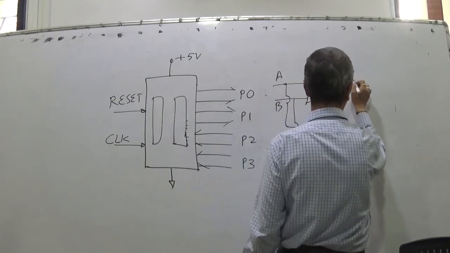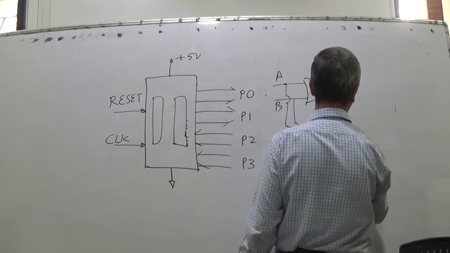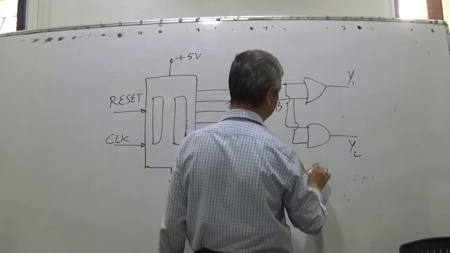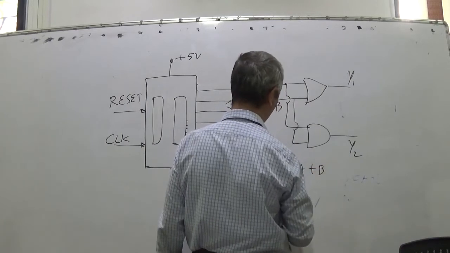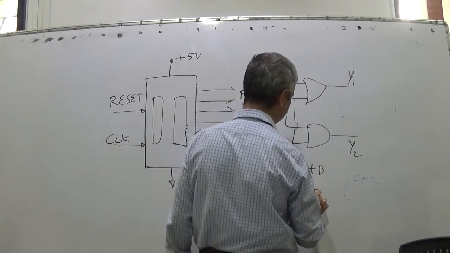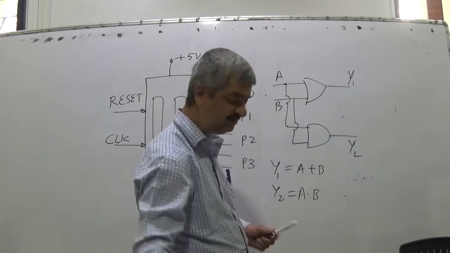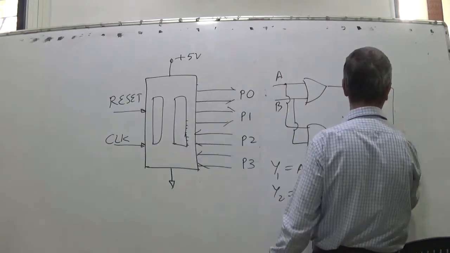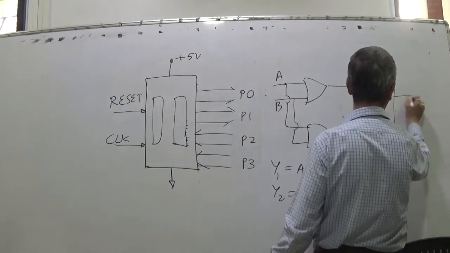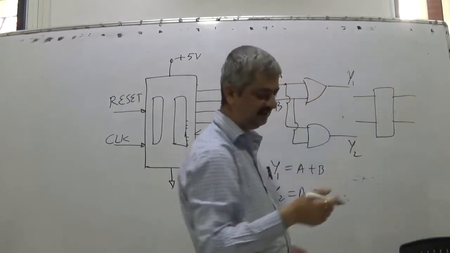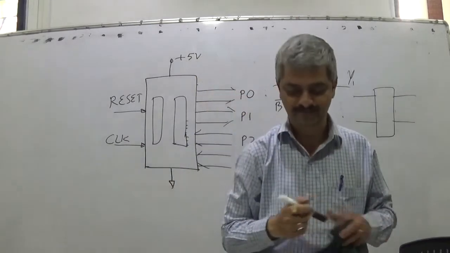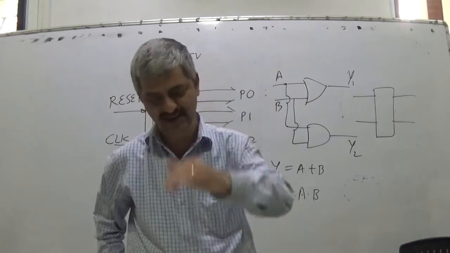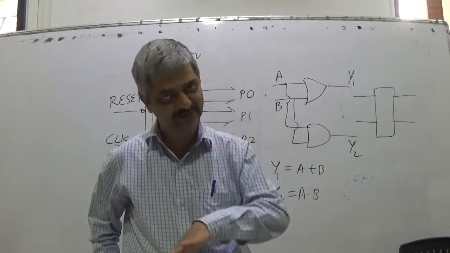I can say Y1, I can say Y2. So what is Y1? Y1 is A plus B. What is Y2? Y2 is A dot B. So in general, a combinational circuit consists of a few input lines, a few output lines, and there is an equation for each output line. So multiple inputs, multiple outputs.